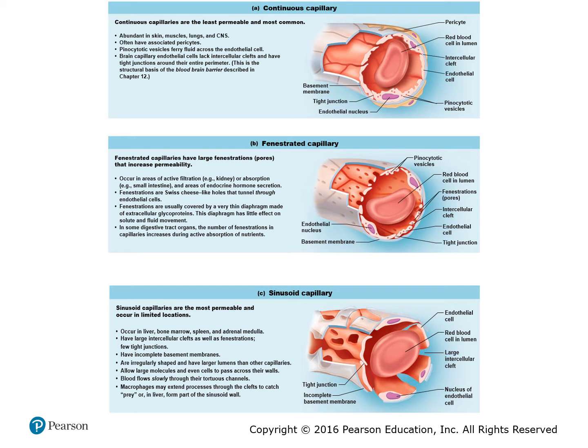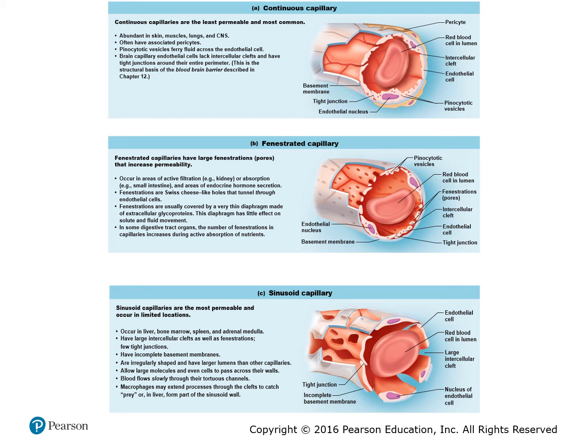So let's begin by talking about the continuous capillaries. They're found in large abundances in the skin, the muscles, the lungs, and the central nervous system. And the continuous capillaries of the brain are unique because they form what's called the BBB, or the blood-brain barrier.